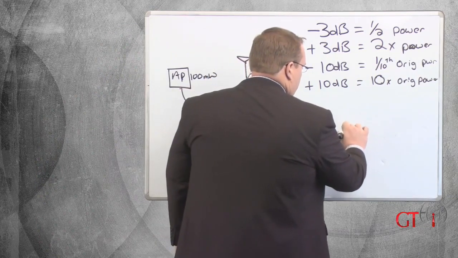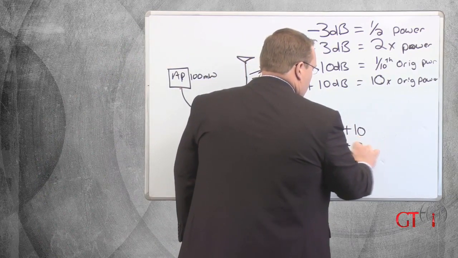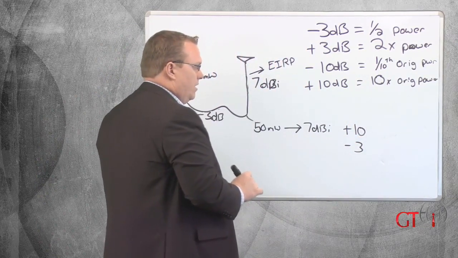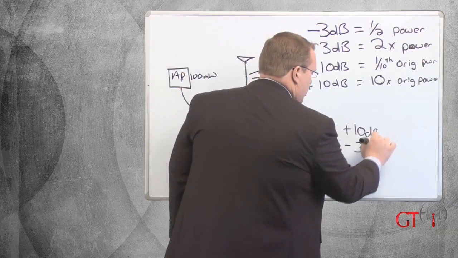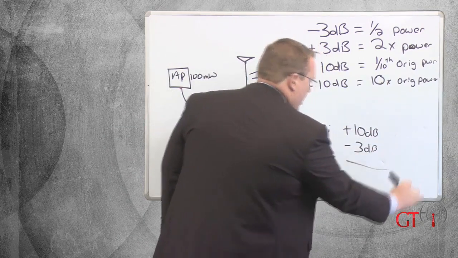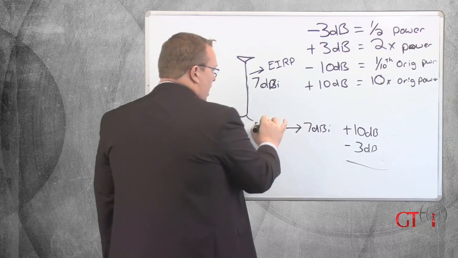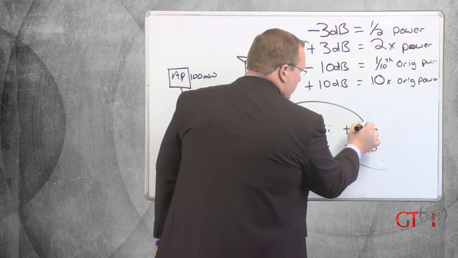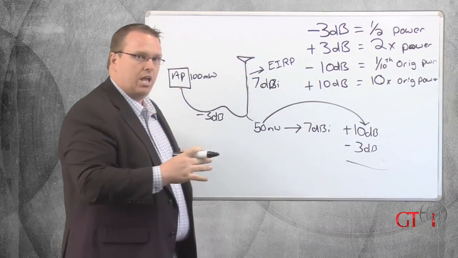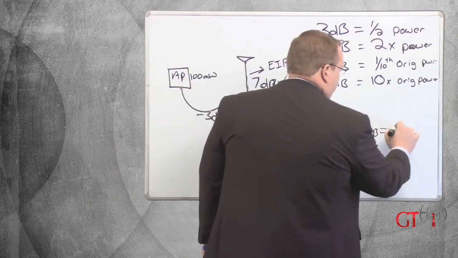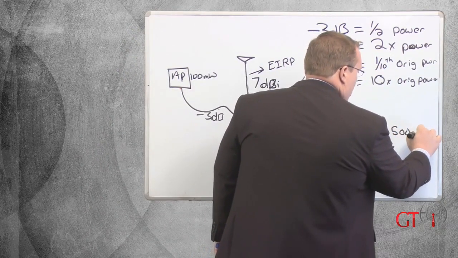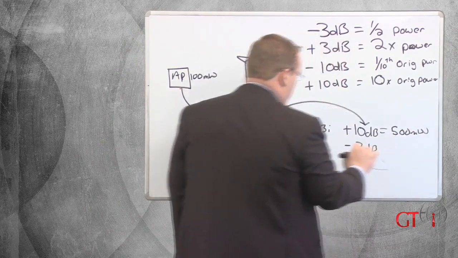7 decibels is a plus 10 minus 3. That's plus 10 decibels minus 3 decibels gives us our answer, so let's do it. 50 milliwatts goes into a 10 decibel gain. I am now at 500 milliwatts.